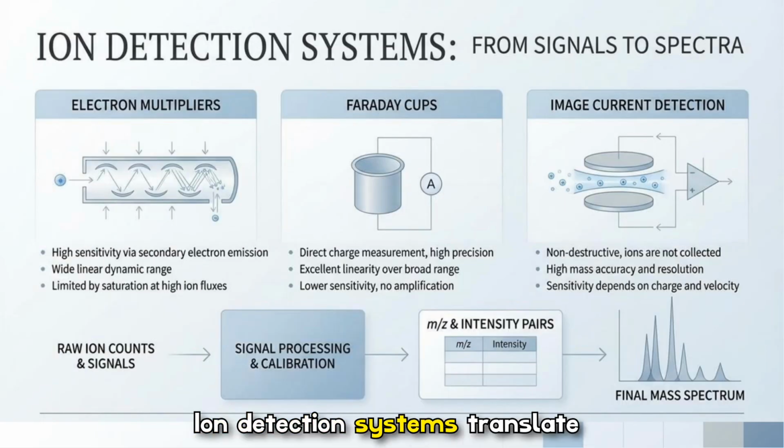Ion detection systems translate ion impacts into measurable signals, and each approach has pros and cons. Electron multipliers give high sensitivity at low currents. Faraday cups offer precise direct charge measurement with excellent linearity, and image current detection is non-destructive with high accuracy. All these raw signals then go through signal processing and calibration to produce the final mass spectrum you interpret.